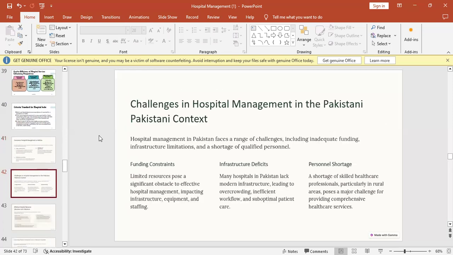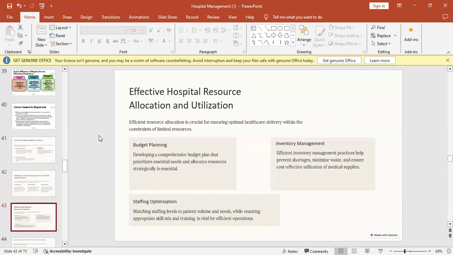Now, the challenges in hospital management in the Pakistani context are: Pakistan faces a range of challenges, including inadequate funding, infrastructure deficits, and shortage of qualified personnel. Limited resources pose a significant obstacle to effective hospital management, impacting infrastructure, equipment, and staffing. Many hospitals in Pakistan lack modern infrastructure, leading to overcrowding, inefficient workflow, and suboptimal patient care. A shortage of skilled healthcare professionals, particularly in rural areas, poses a major challenge for providing comprehensive healthcare services.